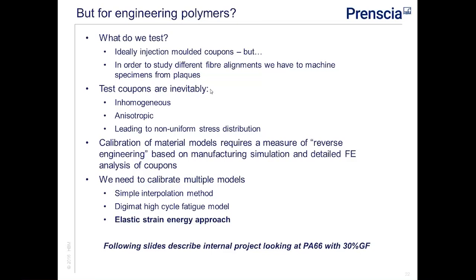So the next issue is that unlike the metals, our test coupons are inevitably inhomogeneous and anisotropic because of the skin core effect, and this leads to a non-uniform stress distribution. And what this means is that even if we want to get properties from our simple specimen tests, we have to do some reverse engineering based on a proper understanding of the stress distribution in the coupons, which means doing manufacturing simulation and detailed FE analysis of our coupons, even to get the material properties.